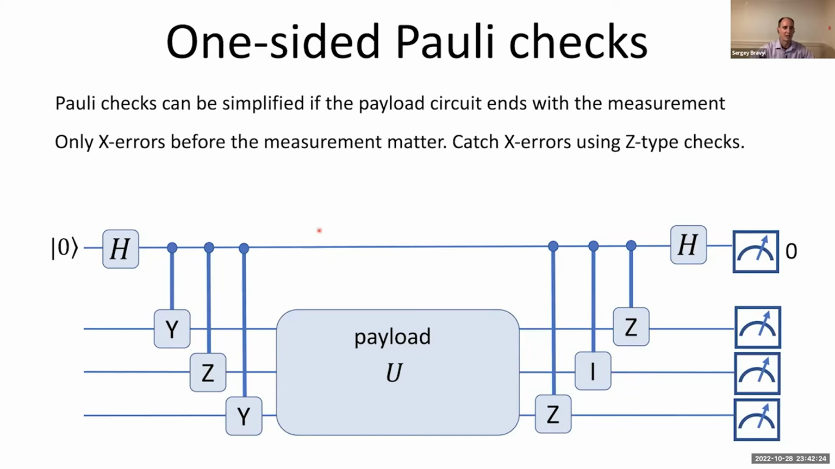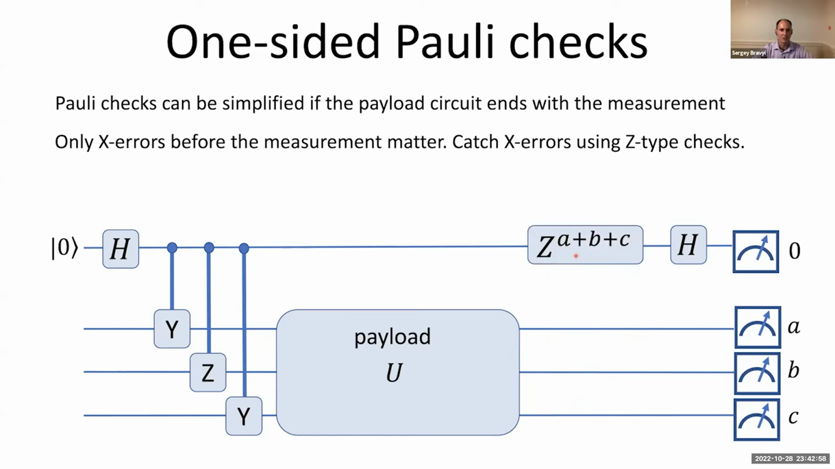And next, we can simplify Pauli checks if the payload circuit is directly followed by measurement of all qubits. In this case, we only worry about Pauli X errors. So it makes sense to choose all Pauli checks on the right as Paulis of Z type. And once we have measured all qubits, Pauli checks on the right are equivalent to applying a single qubit Pauli Z operation to the check qubit.